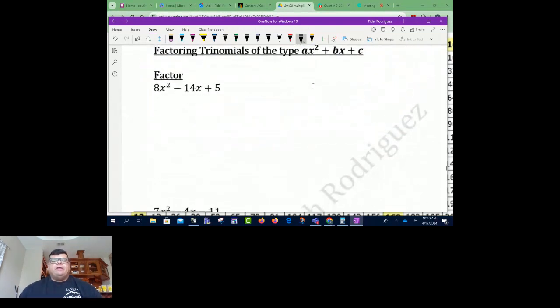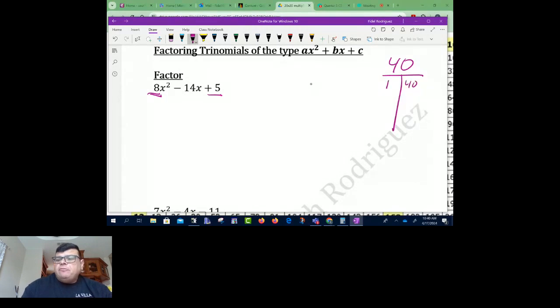Now, y'all, for the next part that I have here, I'm going to do these problems exactly the same way I did the other ones. The only thing here that's different, y'all, is that the number in front of the x squared is not a 1. But it doesn't matter. I'm still going to do it the same way. I'm going to take the first number times the last number. So 8 times 5, y'all, 40.